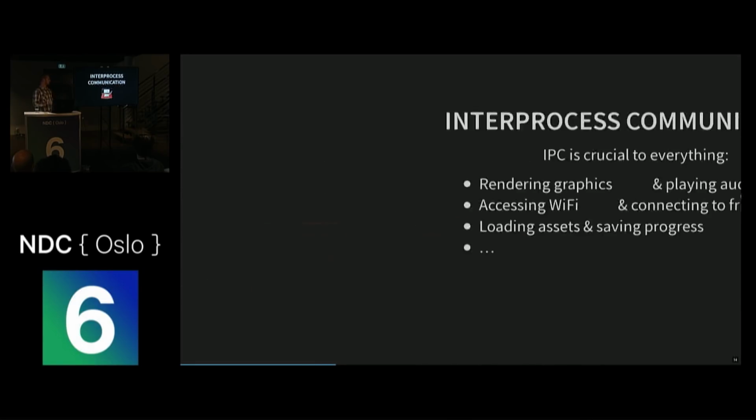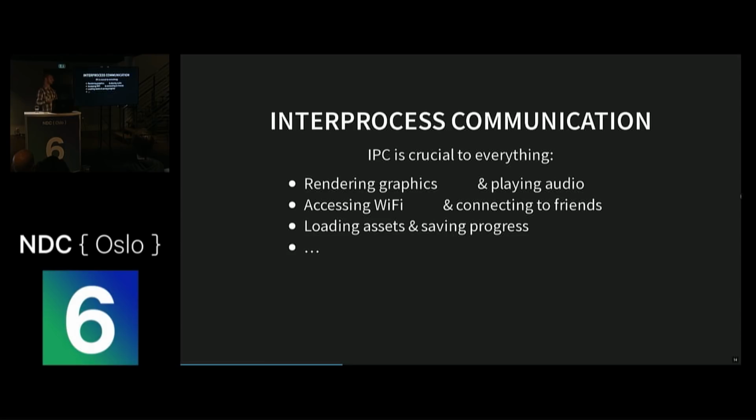Right, and inter-process communication, what does it look like? Well, first of all, why is it crucial? As I've been mentioning before, to do anything interesting on the system, you need inter-process communication because the interesting functionality is provided in different processes. So there's one process dedicated to rendering graphics, it's called GSP, one for audio, it has a different name, one for Wi-Fi, one for connecting to social media, something for accessing the file system, whether that's for loading assets or for saving a game's progress.